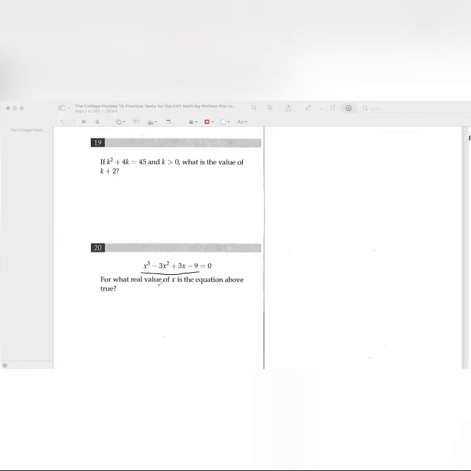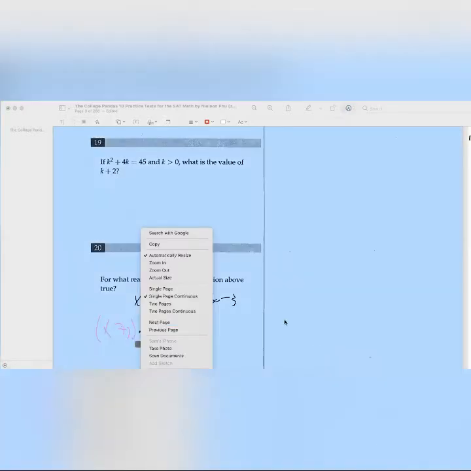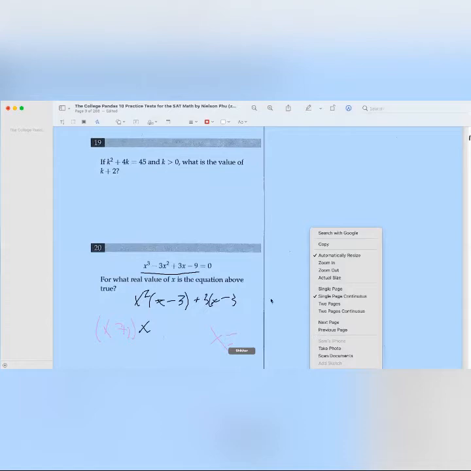What is the real value of x? So you can factor by grouping. x squared, parentheses, x minus 3, plus 3 times x minus 3. So you have x squared plus 3, and then you have x minus 3. So x equals 3 is the real value.